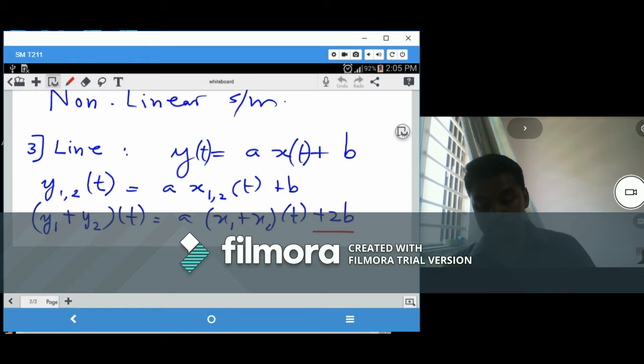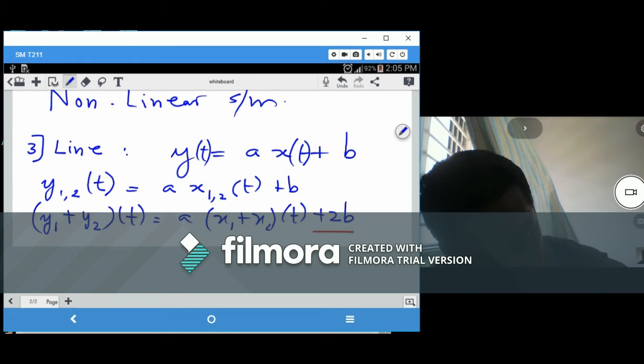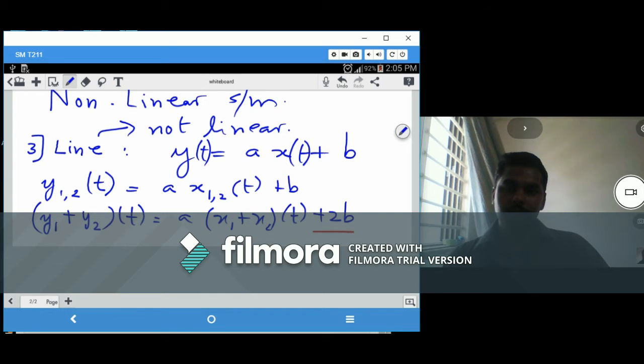So this system is also not linear. Even though it has the definition of a line, it is not linear. It is not a linear system.